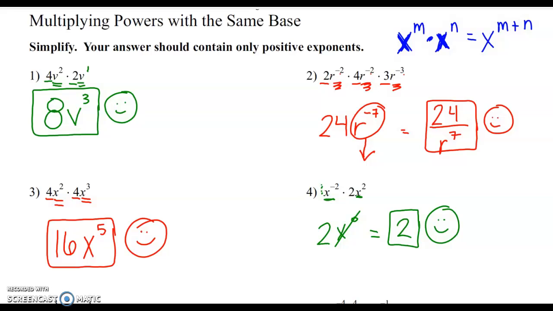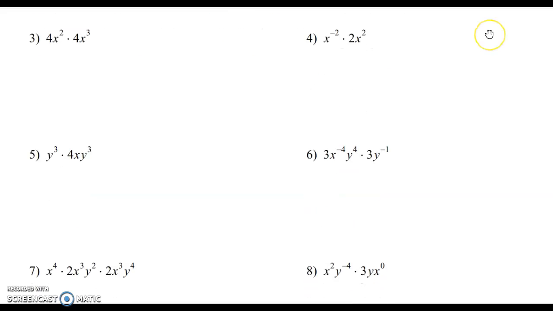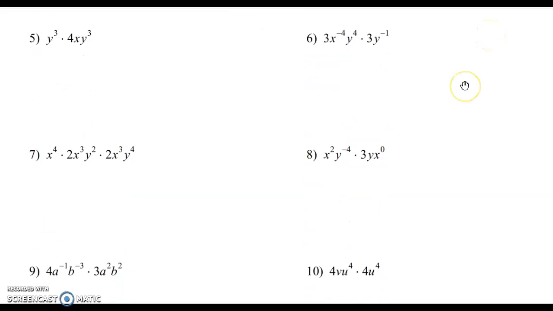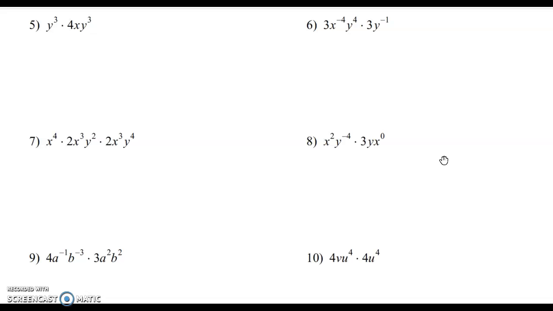So now we have 3 things that we're looking for. The 2 from yesterday, anything to the power of 0 is 1. To get rid of a negative exponent, you make it positive and move it. And when you multiply like bases, you add the exponents. So we can see on number 5, we have a 4, we have an x, but we're multiplying 2 groups of y's. So when you multiply like bases, you add the exponents, and 3 plus 3 is 6.